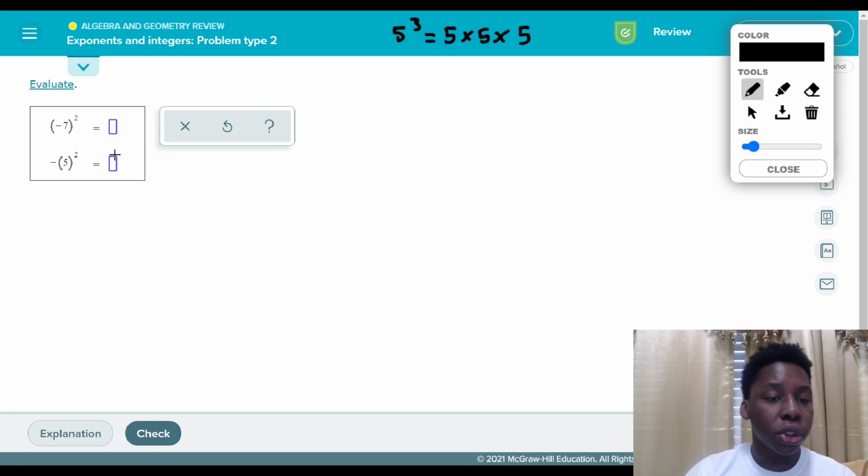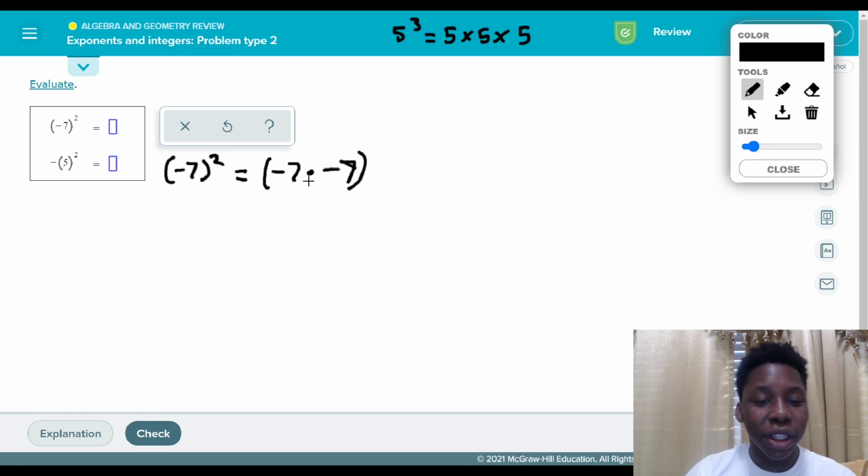Let's start with the first question. The first question says minus 7 squared. What this basically means is we have to multiply minus 7 two times. Based on the example I put up here, 5 cubed means I multiply 5 three times, but this is minus 7 squared, which means I multiply minus 7 two times. So this means minus 7 times minus 7. Sorry, my handwriting is not the best.